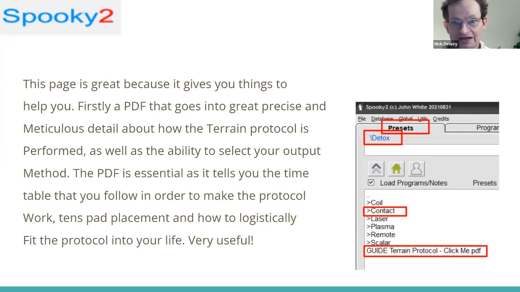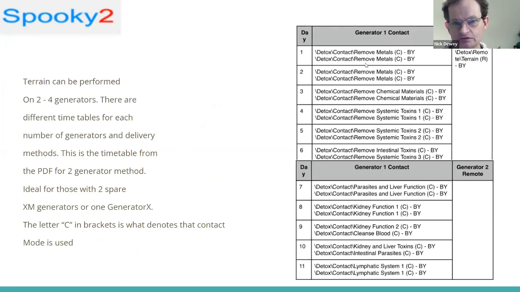There's another PDF for the cancer protocol and another PDF for the Morgellons and Lyme protocol as well. And both the cancer protocol and the Morgellons and Lyme protocol have their own built-in form of terrain protocol. Now, in that PDF, you will see what's on the right-hand side of the screen here, which is a list of the days: 1 day, 2 days, 3 days, 4 days, 5 days, 6 days, and so on and so forth, up to 11 days. And it tells you which particular presets to use for each stage if you're doing this on Contact.